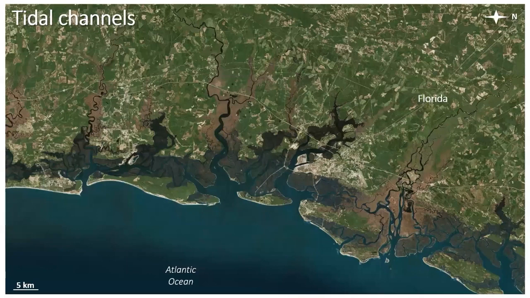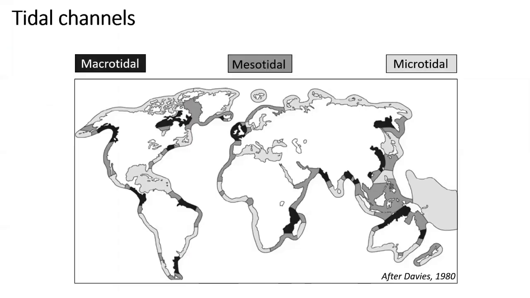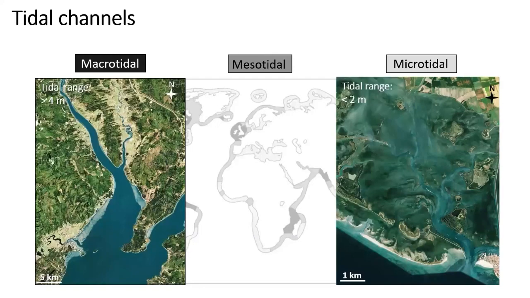Tidal channels play a key role in the evolution of coastal environments, and they are crucial for water exchanges in transgressive areas. They can develop in three different tidal range settings, whose two end members are the macro and the micro tidal regimes. And here you can appreciate some examples from the Bay of Fundy in Canada and the Grado Lagoon in Italy.